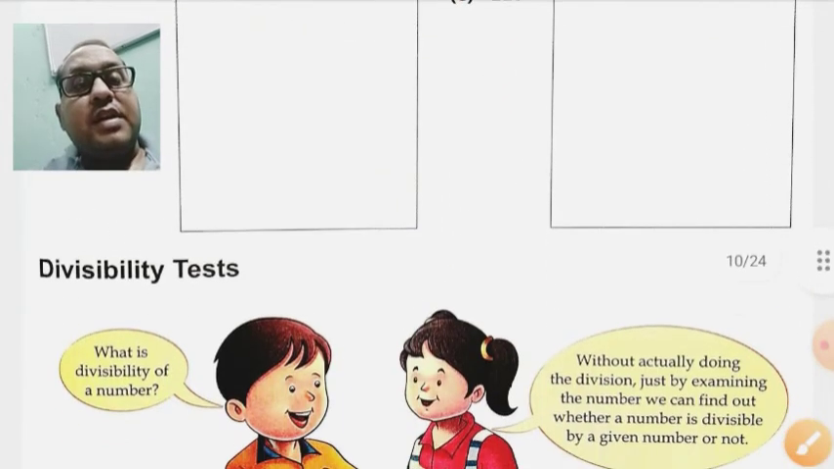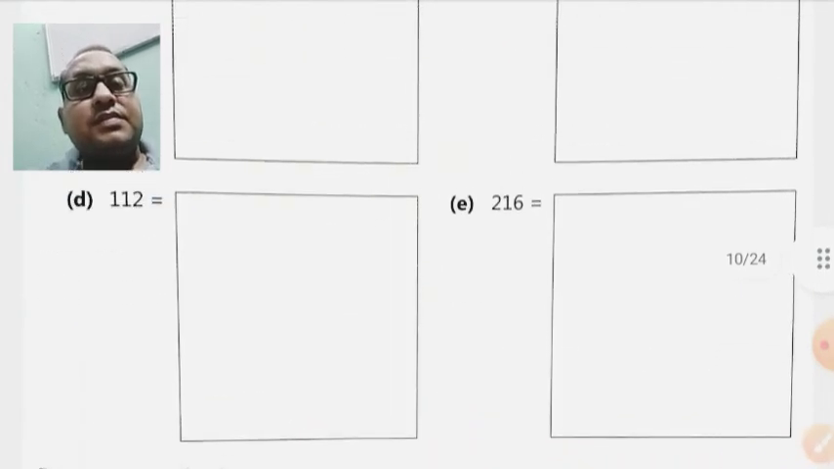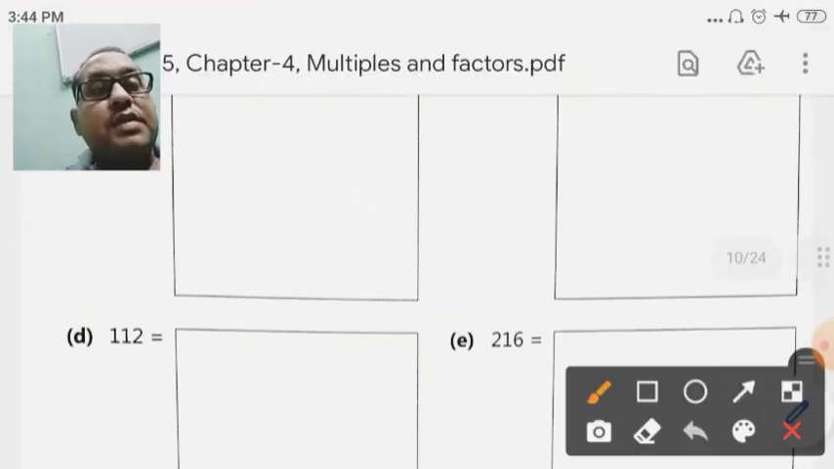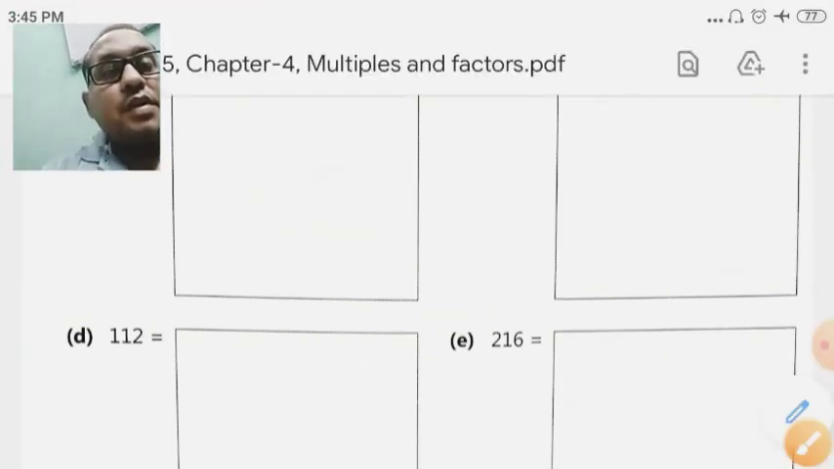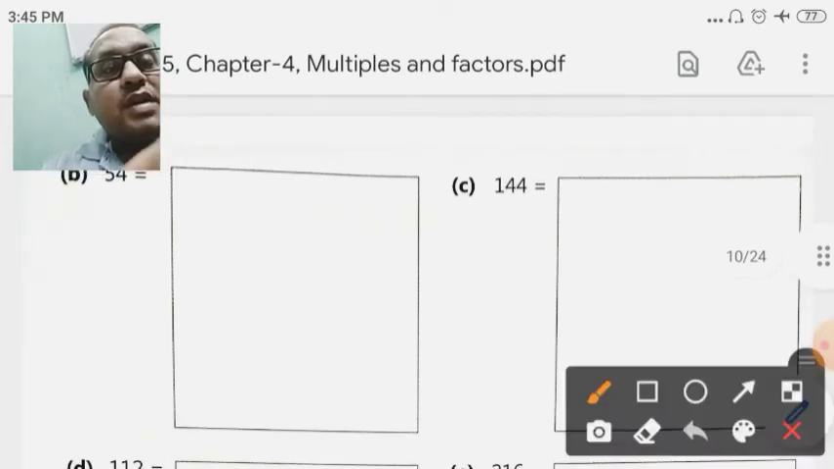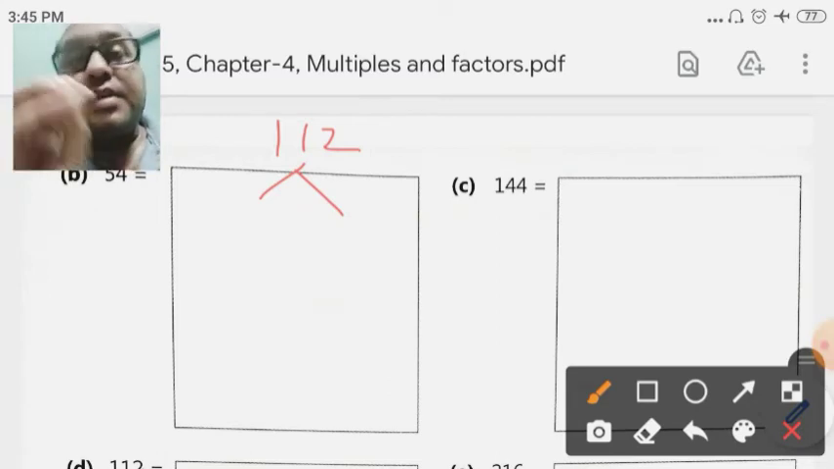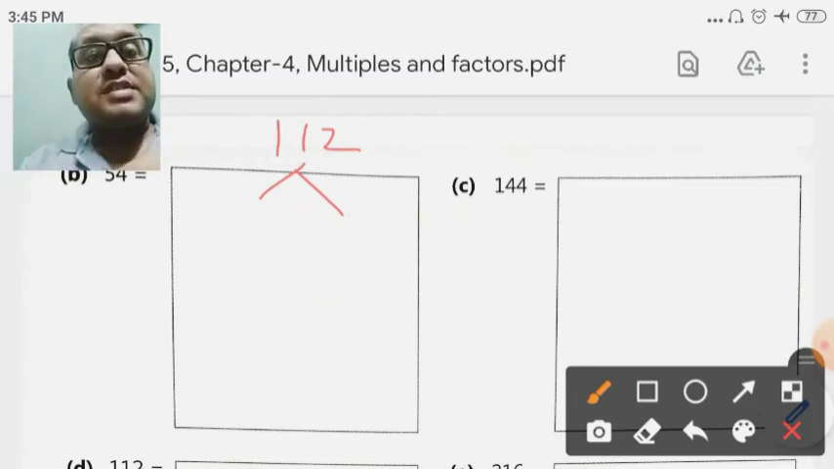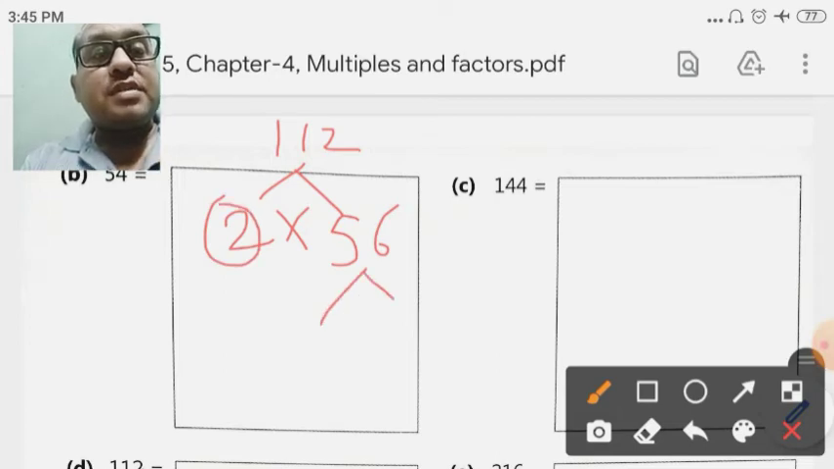Next one is 112. Let's start with 2 because 2 is the first prime number. So 2 into 56. 2 into 56 is 112. Now 2 is a prime number, so leave 2. Expand the second one, which is 56. Again 56 is divisible by 2. So 2 times 28 is 56. Now again leave the 2.